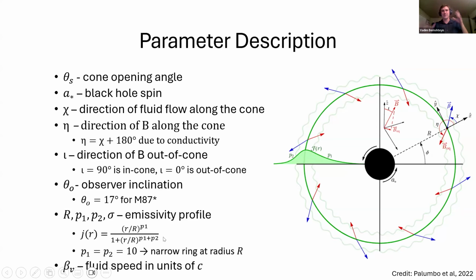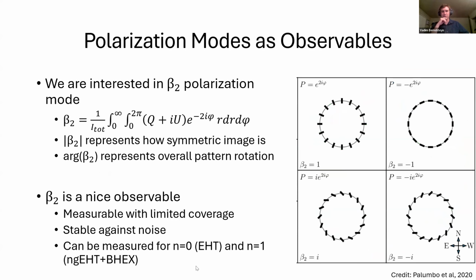And also, we want to separate the effects of emission at different radii from the black hole. So instead of considering the full analytic profile given to us by the model, we constrain it to a very narrow ring of emission. But we vary where this ring is located as a distance r from the black hole. So these are kind of the parameters we're working with.